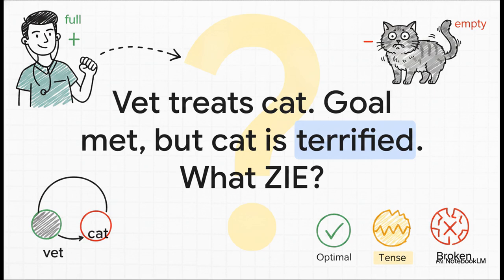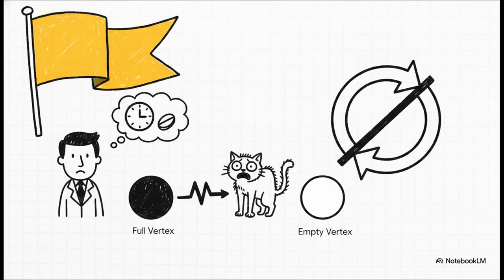Based on what we've covered, how would you classify this ZIE? Try to picture the vertices in your head. The vet is acting, so they're full. The cat is suffering stress, so it's empty. Is this interaction optimal, tense, or broken? Got your answer? The verdict is a ZET tense, a big yellow flag.